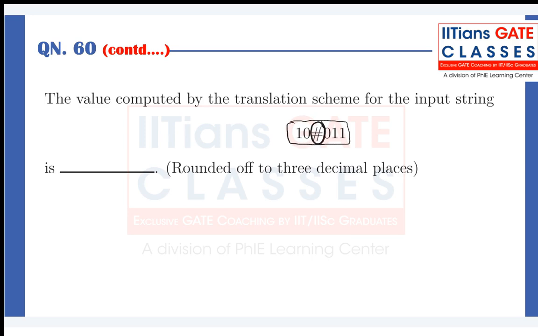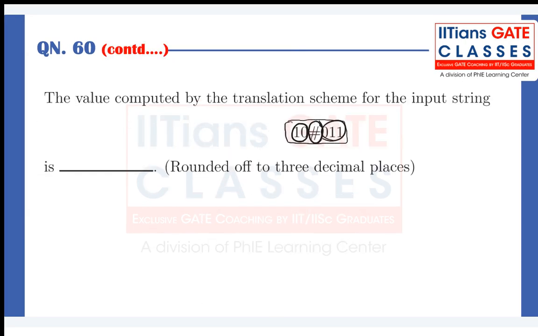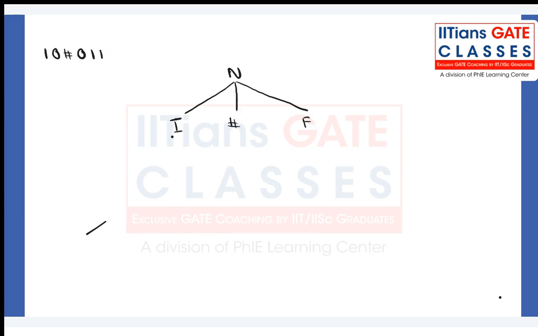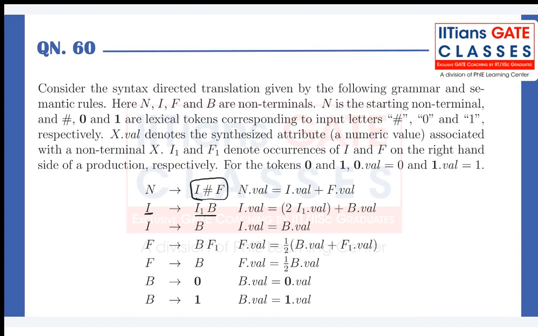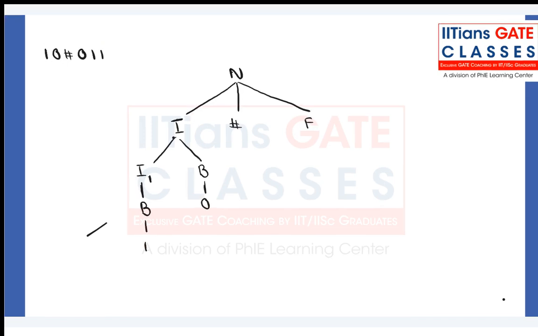Now you have to generate 1 0 and 0 1 1. So for 1 0, you are standing at I. You have only one choice: you will do I1 B. I1 is not a new symbol, same as I, it's just to differentiate between the two. So now you can write I as B, and this B as 1, this B as 0. So I've generated 1 0 # till now.